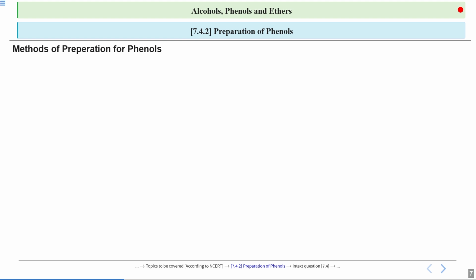Now let us see the second method. Second method is from benzene sulfonic acid. We will see how from benzene sulfonic acid we are getting phenols. Benzene sulfonic acid means on a benzene ring a sulfonic group will be attached, that is the SO3H group.